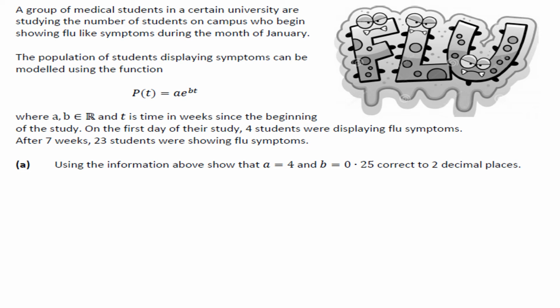On the first day of their study, 4 students were displaying flu symptoms. After 7 weeks, 23 students were showing flu symptoms. Use this information to show that A is 4 and B is 0.25, correct to 2 decimal places.